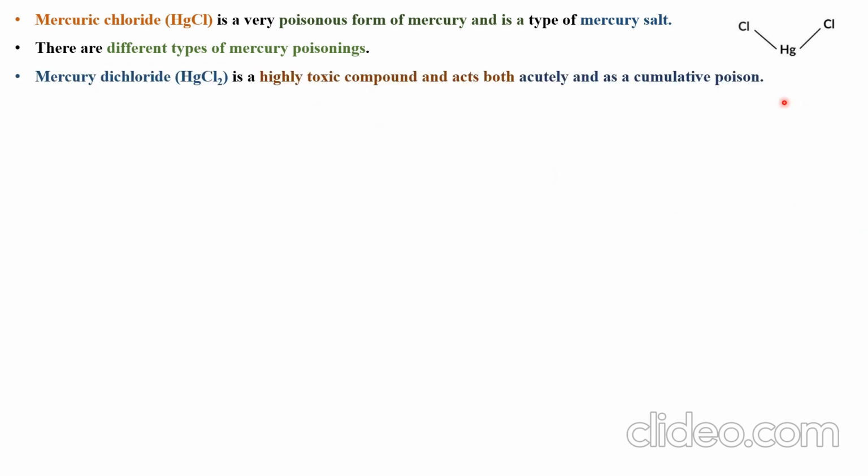Mercury dichloride. We are not discussing this one. A highly toxic compound, it acts as both acute and cumulative poisoning. So there is acute poisoning, and chronic poisoning also. Cumulative poisoning means repeated exposure over a period of time. It might be up to months or years.